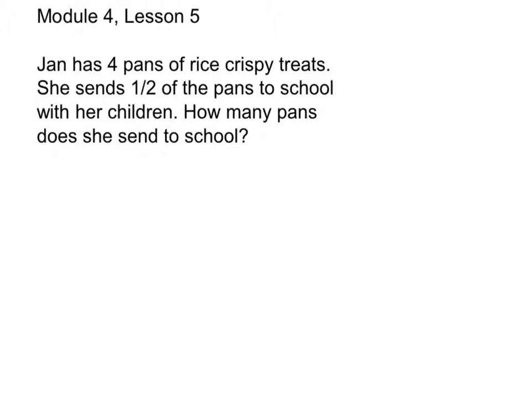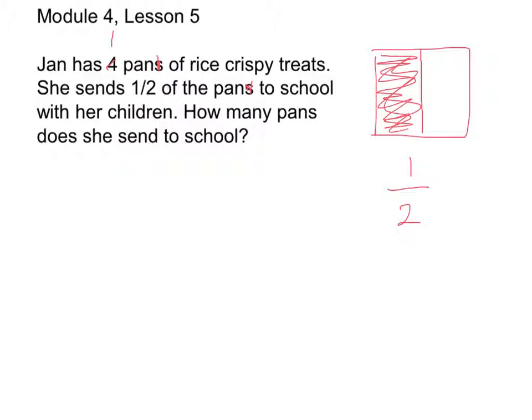So this time let's imagine that she has 1 pan and she sends half of the pan to school. What's that look like now? Well, she's got the 1 pan of brownies, okay, and she sends half of it, so we're going to make halves. 2 parts means I got half. She sends half of it, 1/2 of it, sends this much. So that's how many pans she sends, 1/2 pan.